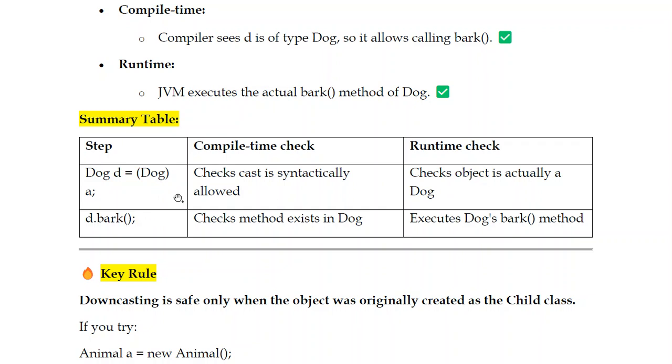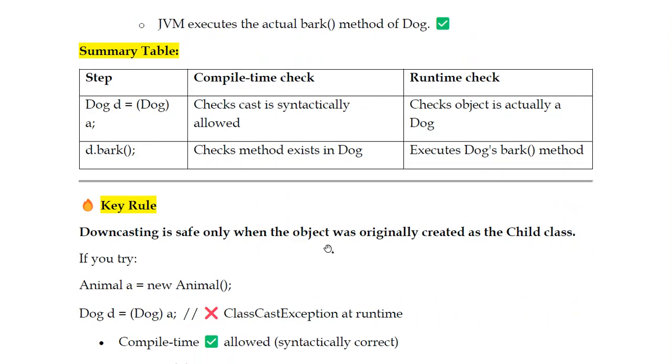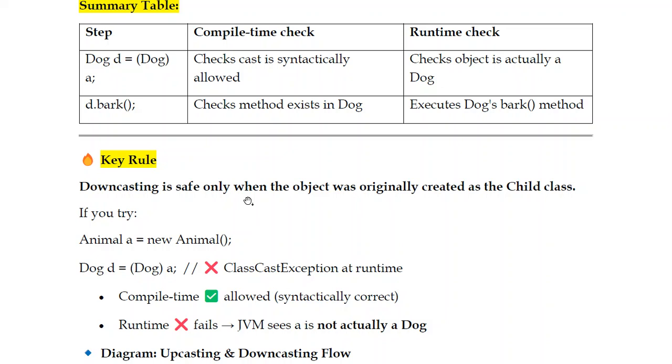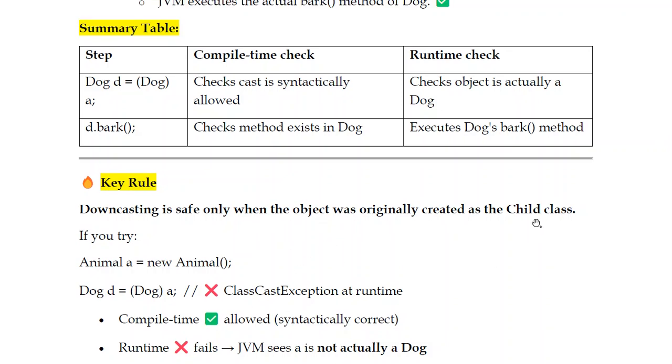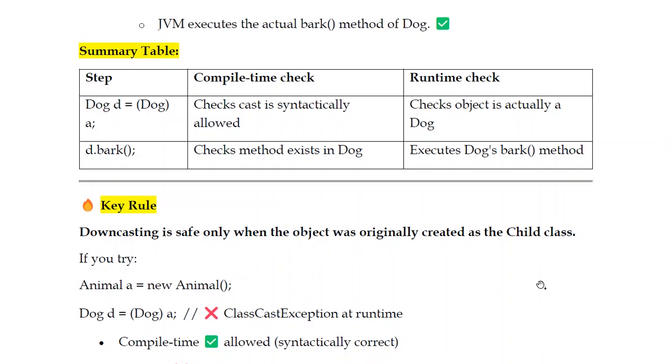After that, for d.method, at compile time it will check whether the method exists in Dog or not. When it is executed means at runtime only it will be executed. The key rule is: downcasting is safe only when the object was originally created as a child class. Only when the object is created as a child class.